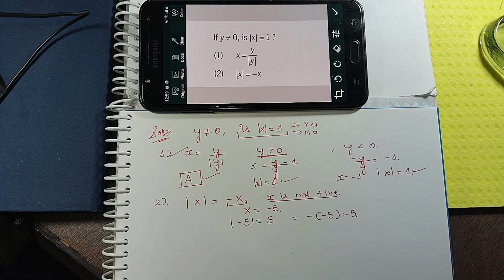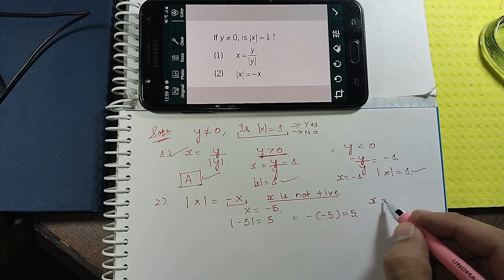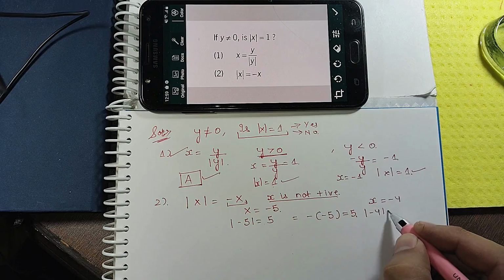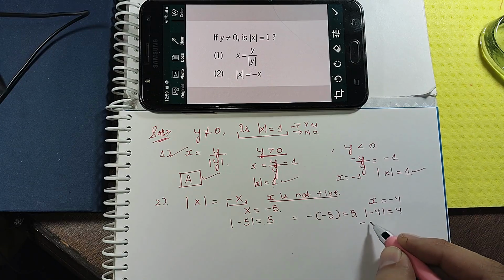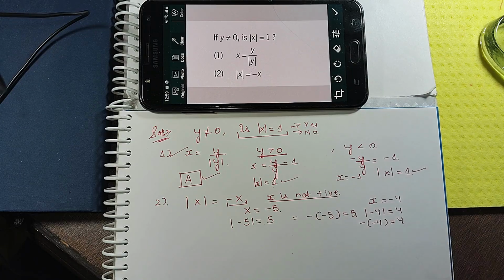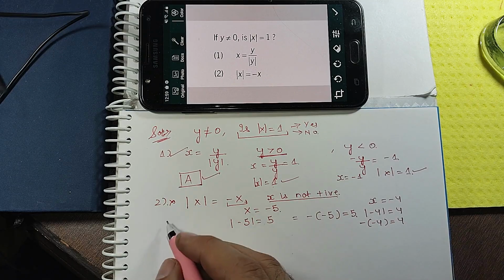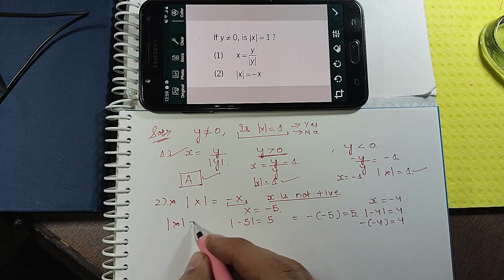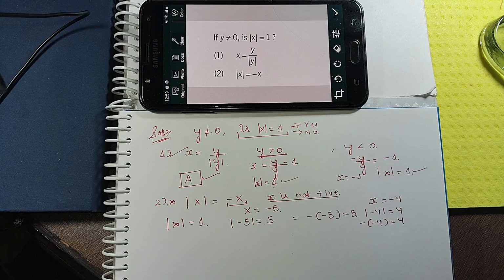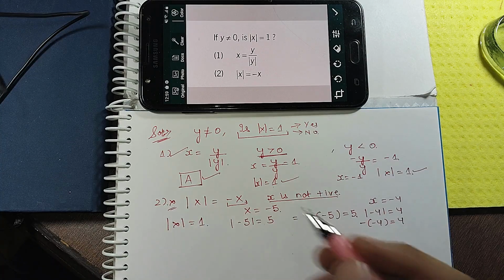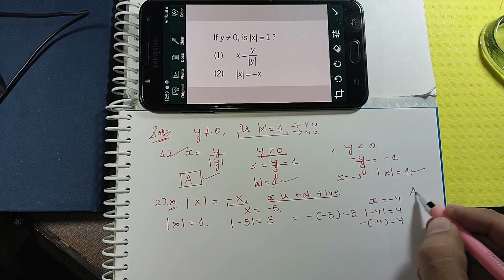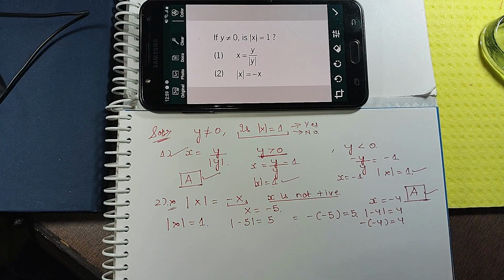Or if we take the value of x to be minus 4, mod of minus 4 will be equal to 4, and on the right hand side minus of minus 4 will be equal to 4. So statement 2 is not able to answer our question whether mod of x is equal to 1 or not, right? So this statement is not sufficient, so we'll go with option A, since statement A is sufficient to answer the question.